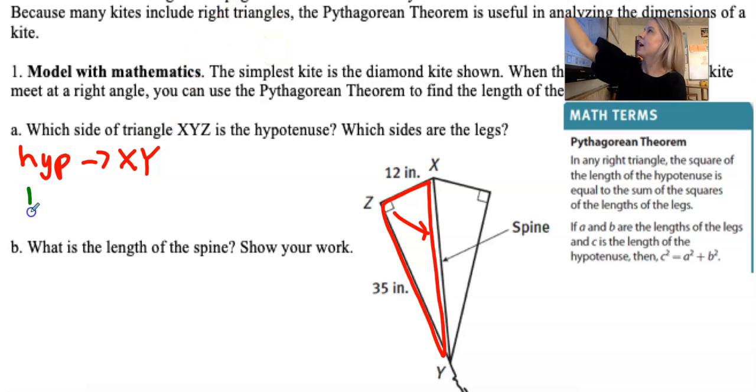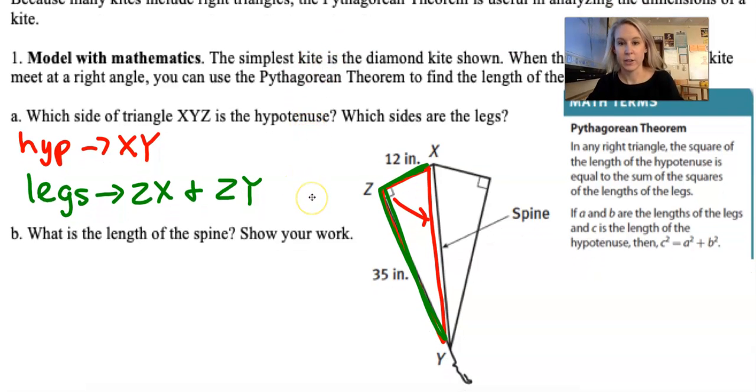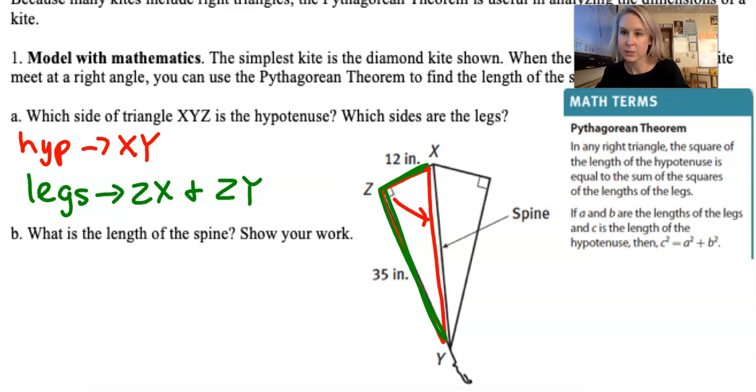So that means the legs are the other sides, does not matter which. So that would be my 12-inch side, so ZX, and my other side, ZY. Okay? So my legs are in green, where they meet the 90-degree angle, and then the side opposite is the hypotenuse. Okay? So what is the length of the spine? Show your work.